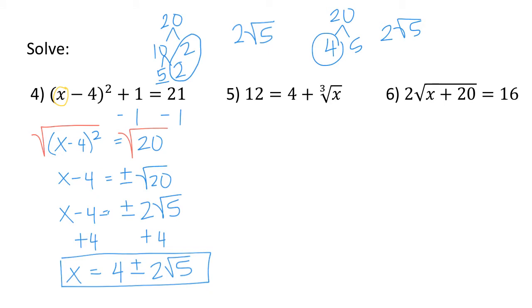All right, we're going to look at number 5. I want to get the x by itself. I'm looking for the x. I'm trying to find what I want to solve, and I'm thinking about what operations I need to undo to get that x by itself. So there's a cube root being taken of x, and 4 is being added. So to undo that, I want to subtract 4.